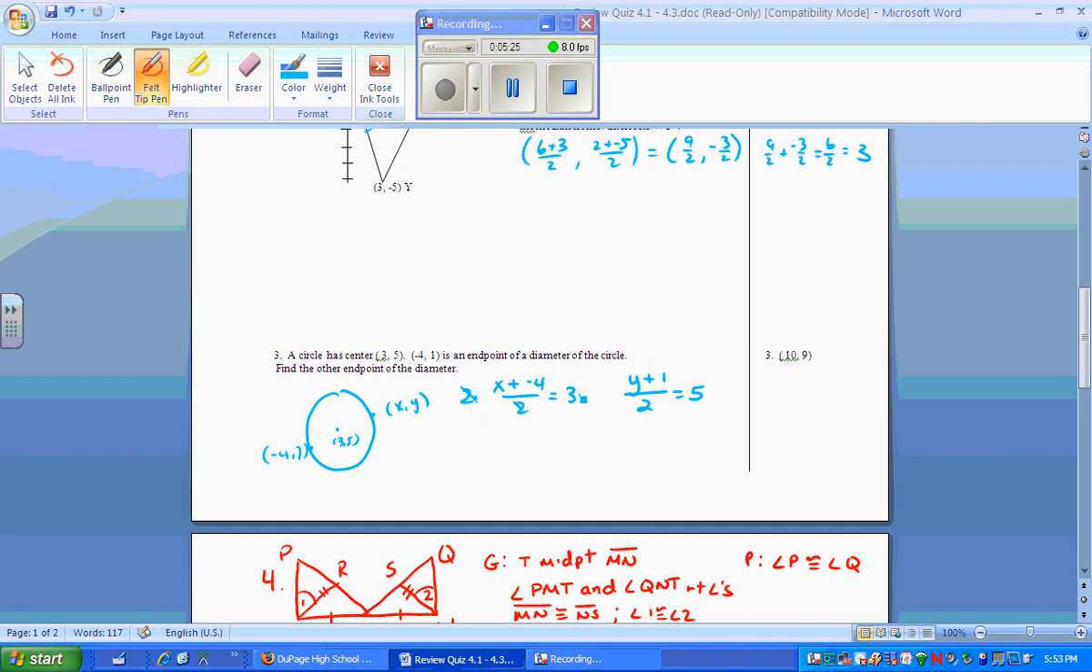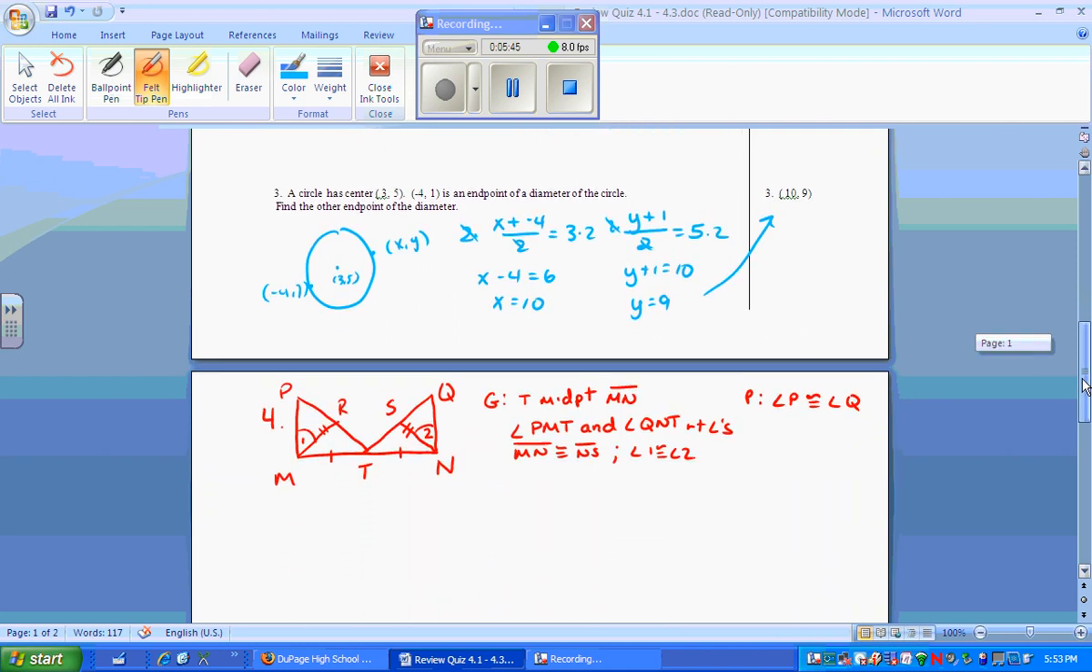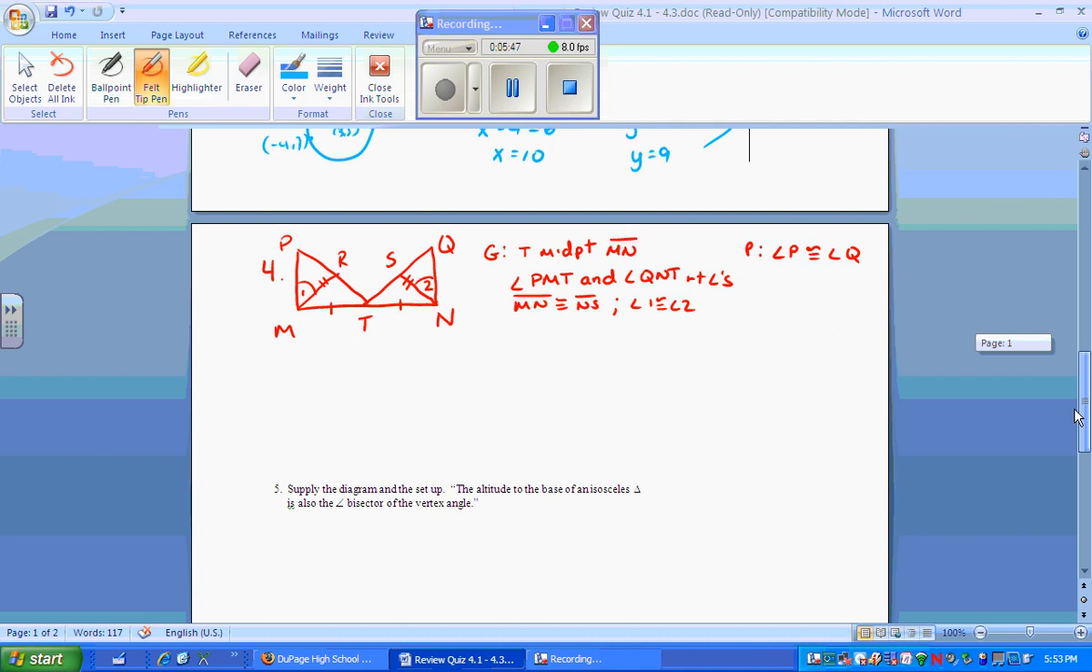How do you solve it? Multiply by 2. Do not change the top. The 2's cancel each other out. Add the 4 over. X is 10. Over here, multiply by 2, canceling them out. Y plus 1 is 10. Minus it over. Y equals 9. So you get the answer 10 comma 9. Cruising. Hopefully you are good because all those are on the quiz.